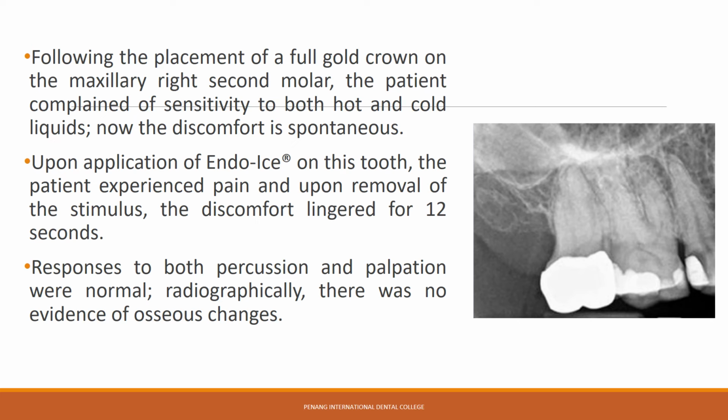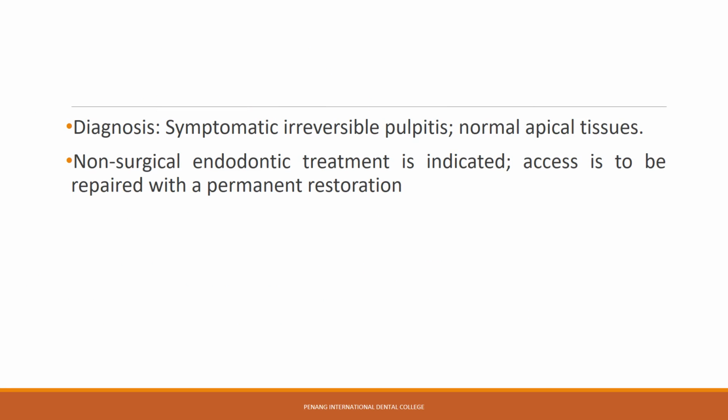Response to both percussion and palpation is normal. Radiographically, there is no evidence of osseous tissue breakdown, and the periodontal ligament space here looks normal. There is no break in the lamina dura, so we can describe it as normal apical tissue. So, as I said, the diagnosis is symptomatic irreversible pulpitis, because even after the removal of the stimulus, the pain lingers, and the periapical status is normal apical tissue. The treatment here is non-surgical endodontic treatment followed by a permanent restoration.